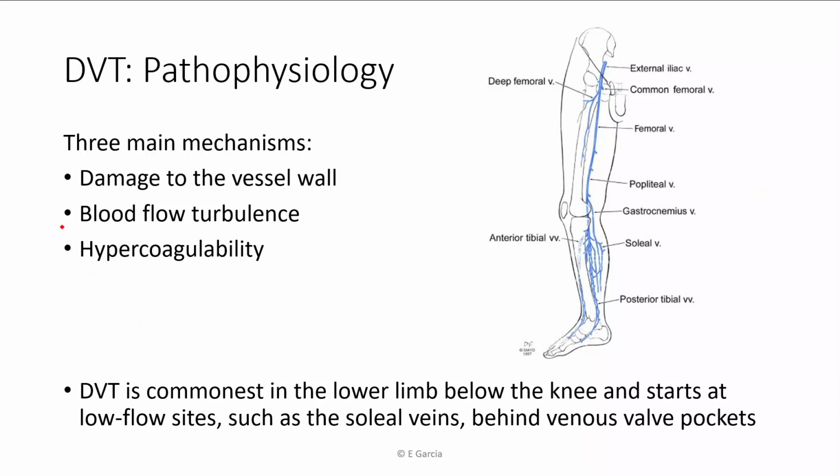What actually happens? You have 3 mechanisms. One is a damage to the vein's wall, okay? So lots of things can cause that. An inflammatory state can cause that, but any form of damage, this is also the trauma etiology.